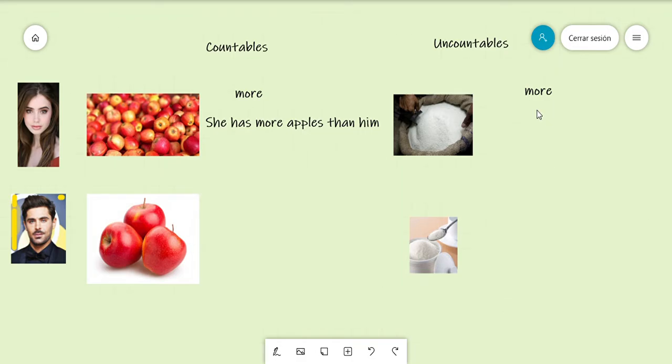And in the case of, for example, uncountable, in this case I have sugar, I have to write: she has more sugar. Remember, always write it in singular, because if you write it in plural, it's incorrect. She has more sugar than him.